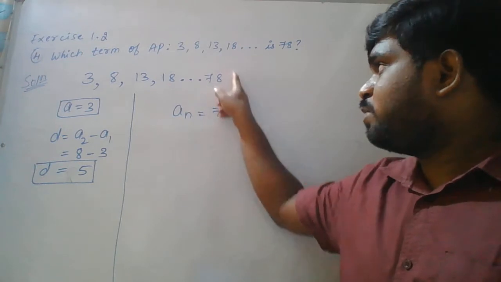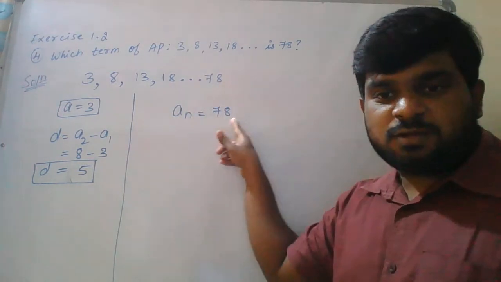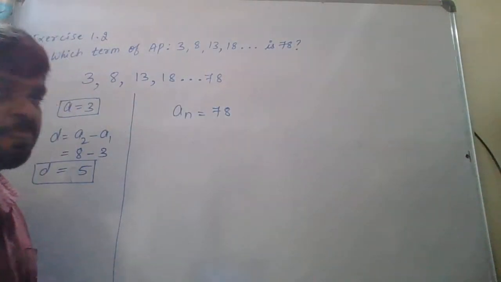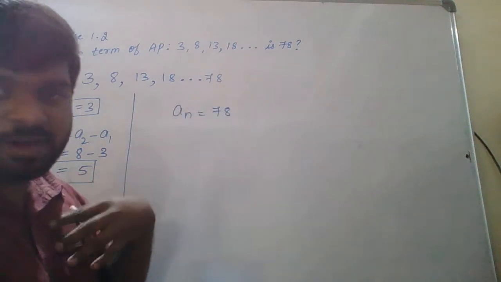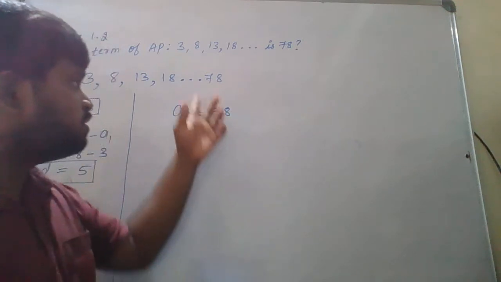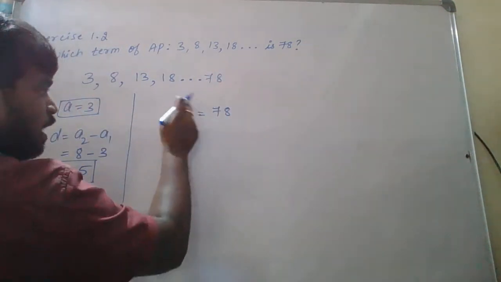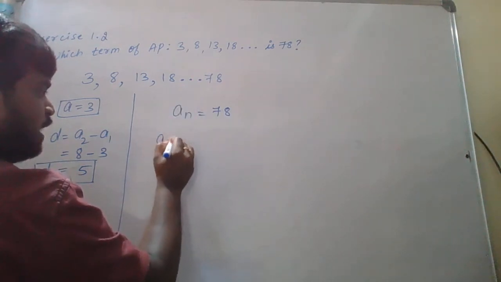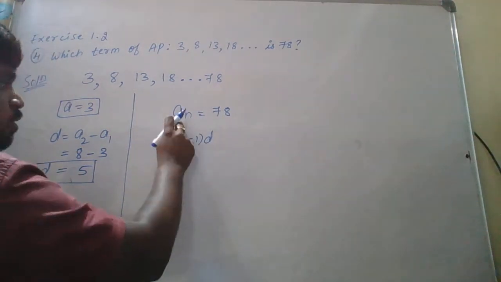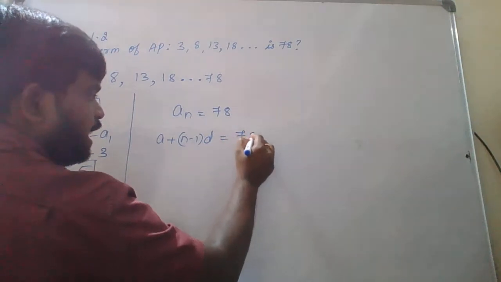So this is considered to be our nth term. It is in some nth place, so we take it as nth term. The nth term is equal to 78. I hope that is clear. Whenever I don't know the position of a term, I'm going to take it as AN. In other words, this is in the last place. Now below AN, let's write its formula. AN formula: A plus N minus 1 into D. Below this, I can write AN equals 78.